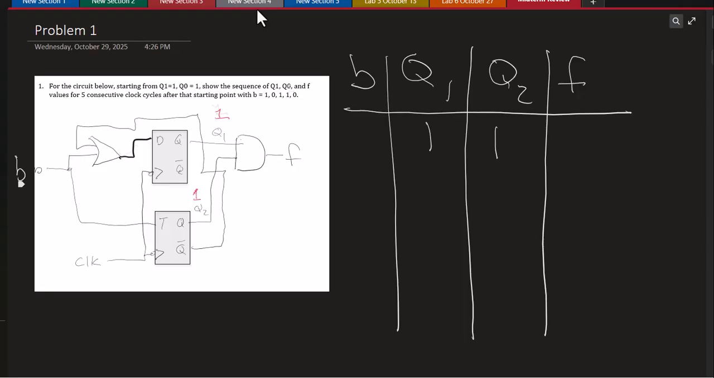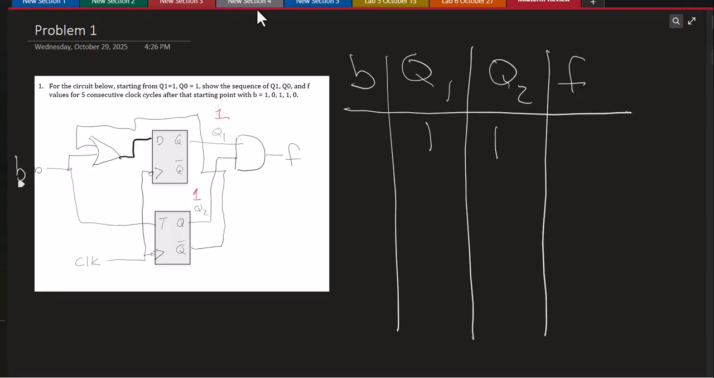Speaking of clocks, how did the lab go this week? It was pretty easy. It wasn't too bad. Good? Any comments from the Zoom people? This is why I don't like teaching on Zoom.